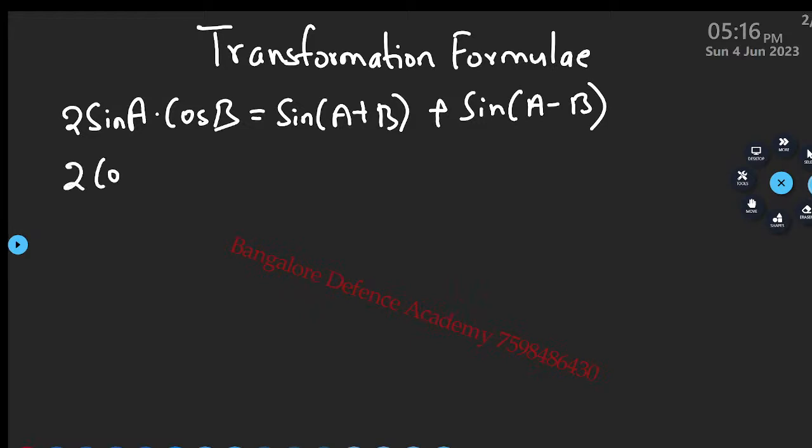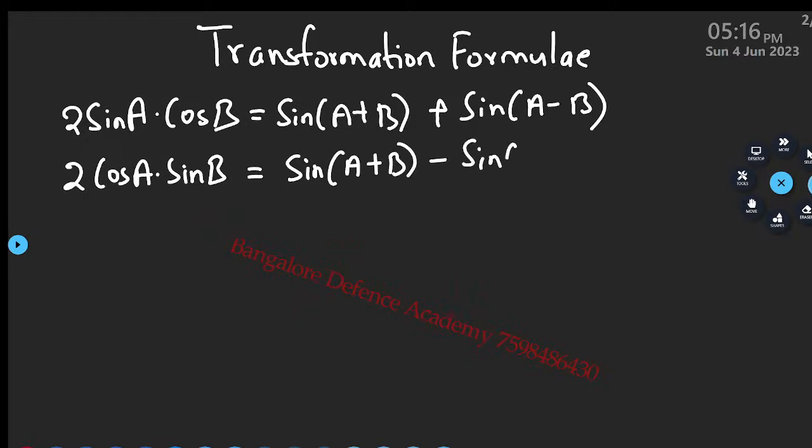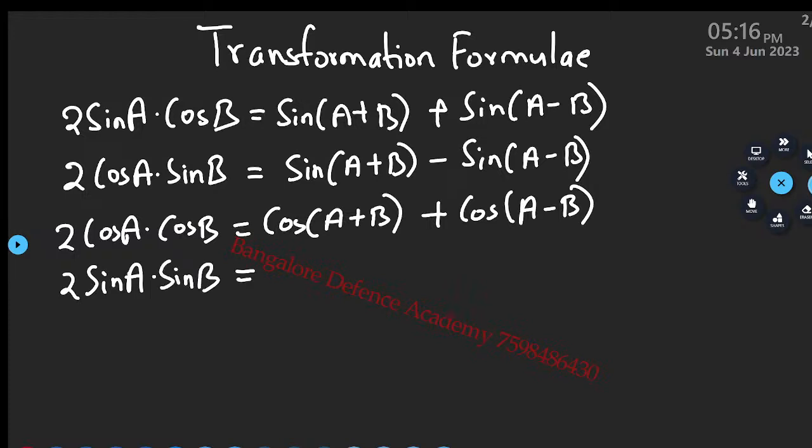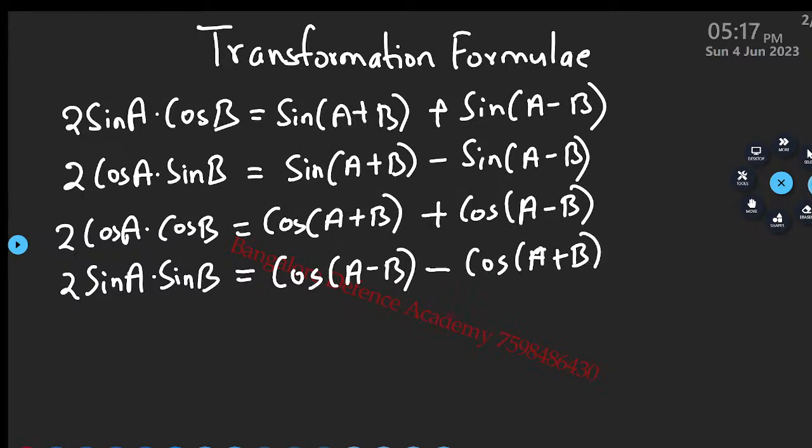Next, 2 cos A sin B is equal to sine of A plus B minus sine of A minus B. Next, 2 cos A cos B is equal to cos of A plus B plus cos of A minus B. Next, 2 sin A sin B is equal to cos of A minus B minus cos of A plus B.